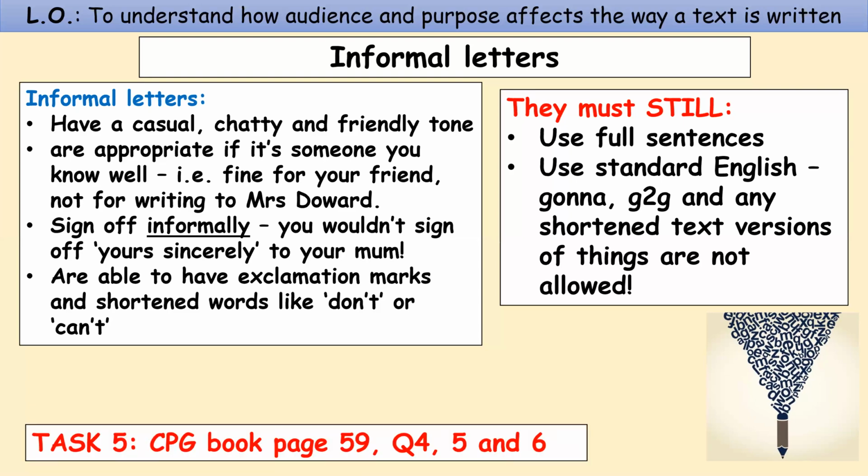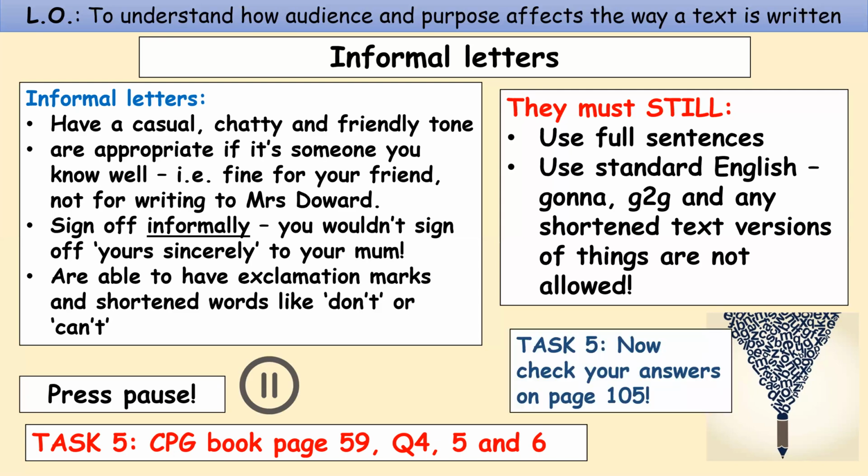Okay, so finally, you're going to move on to task 5, CGP book, page 59, question 4, 5 and 6, okay, just to look at the informal style. So just pause the video now and have a go at those tasks. And then if you can check your answers on page 105.